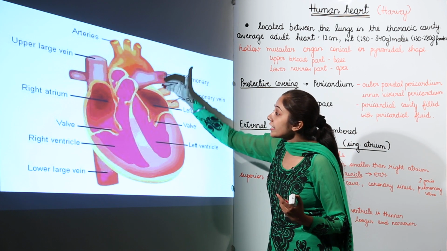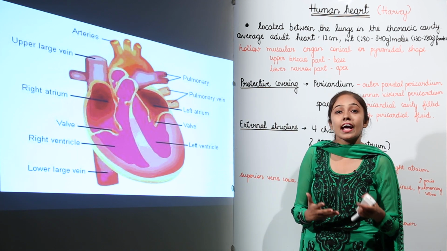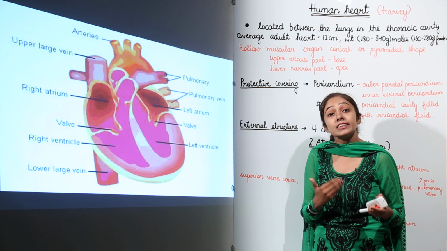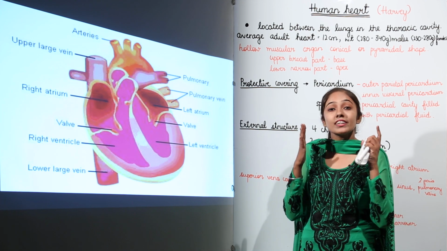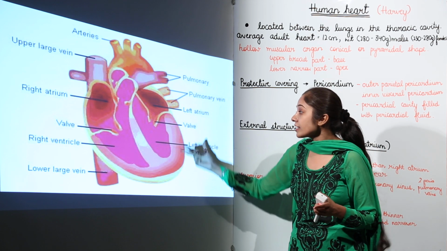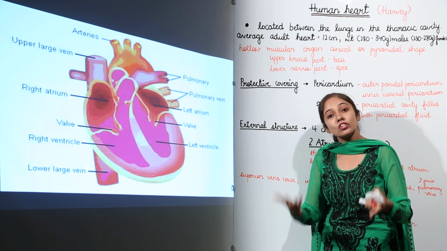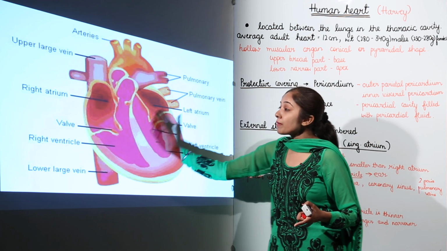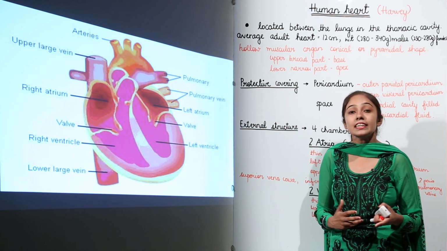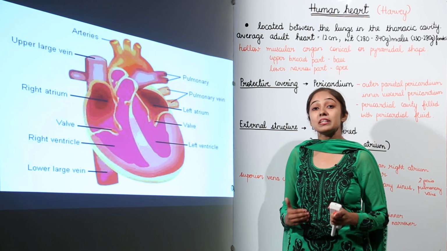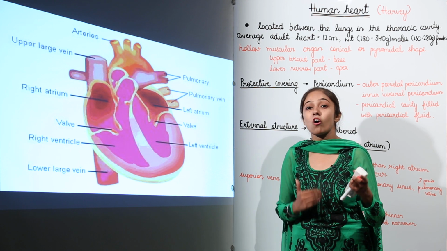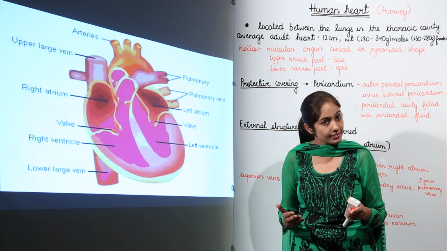Now the left side of the heart carries oxygenated blood, which means the blood that is rich in oxygen. And the right part of the heart carries deoxygenated blood, which means the blood that is deficient in oxygen, or you can say rich in carbon dioxide.